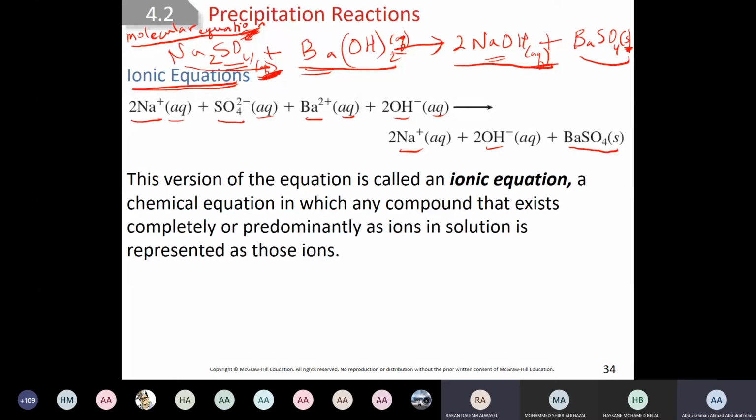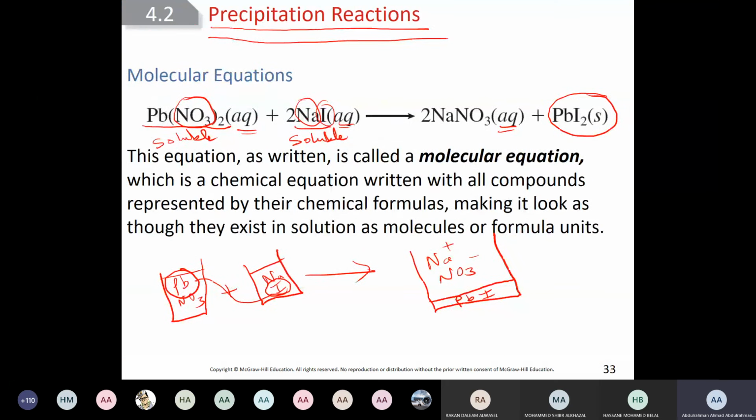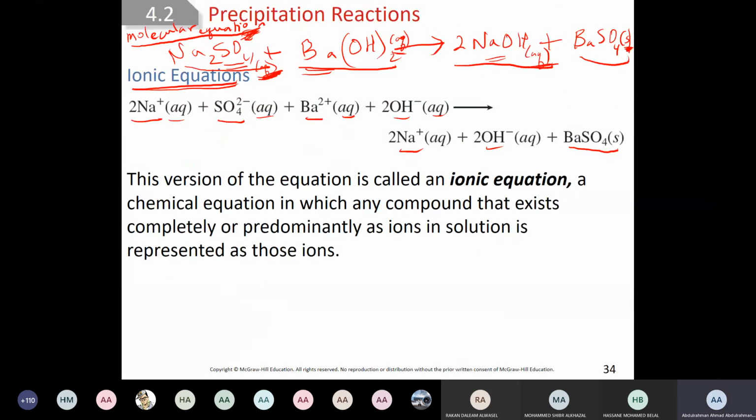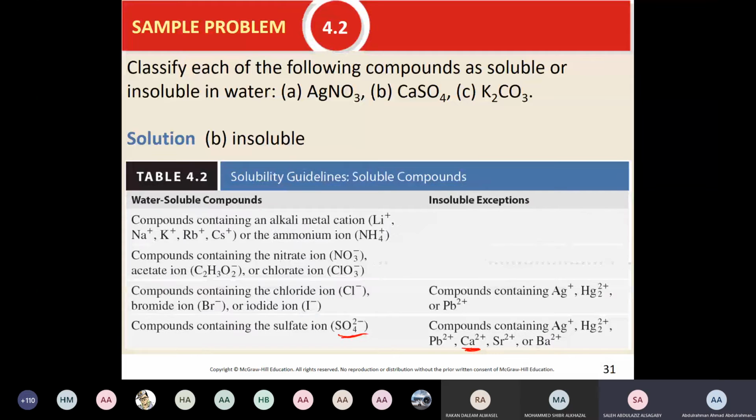Because we said that barium sulfate will not dissolve in water. Barium is soluble in hydroxide, but barium sulfate is not soluble. Okay, clear.